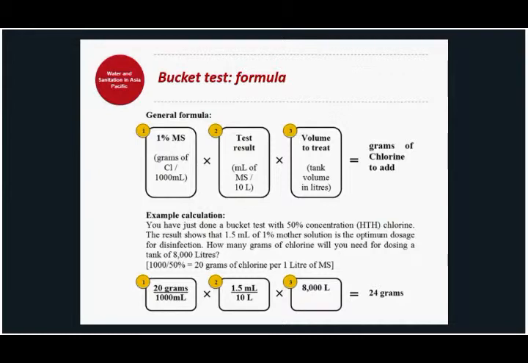So in the calculation at the bottom left, you see 20 grams per 1,000 milliliters, which is the mother solution. The reason we get 20 grams is because of the 50% concentration. So it doubles the amount of grams that you would need. You multiply this by the test result, and the optimal test result was 1.5 milliliters in a 10-liter bucket, and then you would multiply that by the volume of the tank, or how much water you were treating. So in this example, using a 50% chlorine concentration, you would use 24 grams for an 8,000 litre tank.